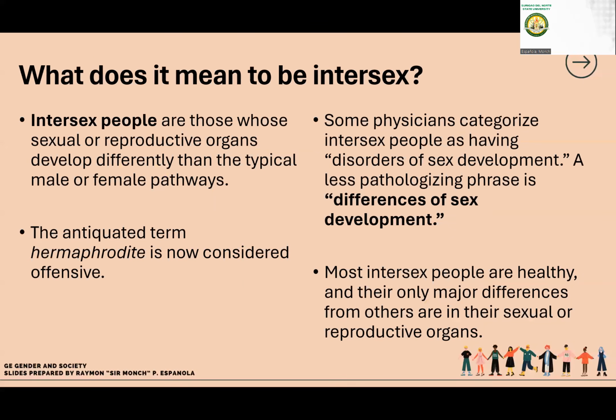So intersex people are those people whose sexual or reproductive organs develop differently than the typical male or female pathways. Before, they were called hermaphrodites, but we don't use that terminology anymore because that can be offensive. Generally, we call them people with differences in sexual development. Okay? Dili pod siya disorders of sex development. Okay? Most intersex people are healthy, and their only major difference from others are their sexual or reproductive organs.